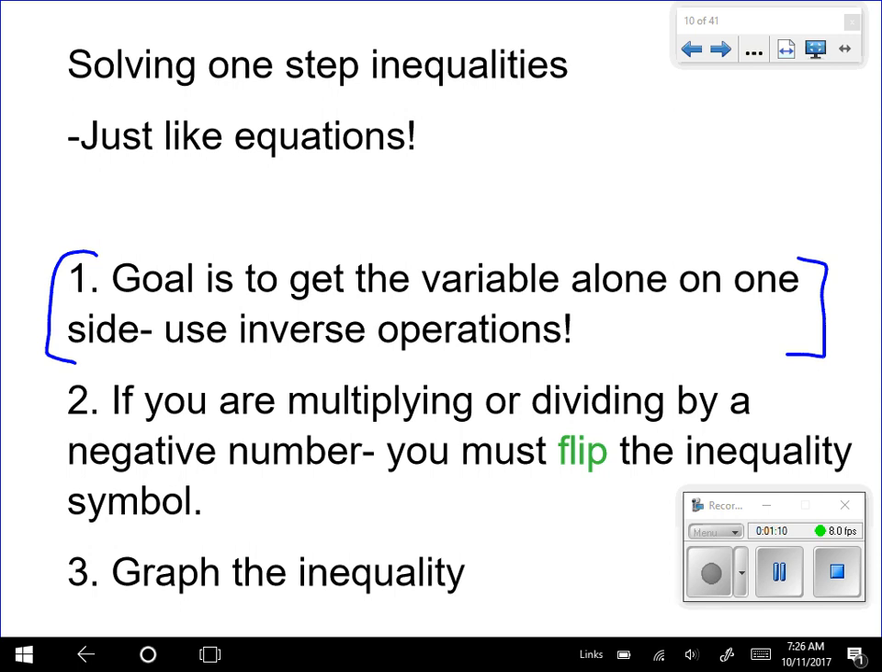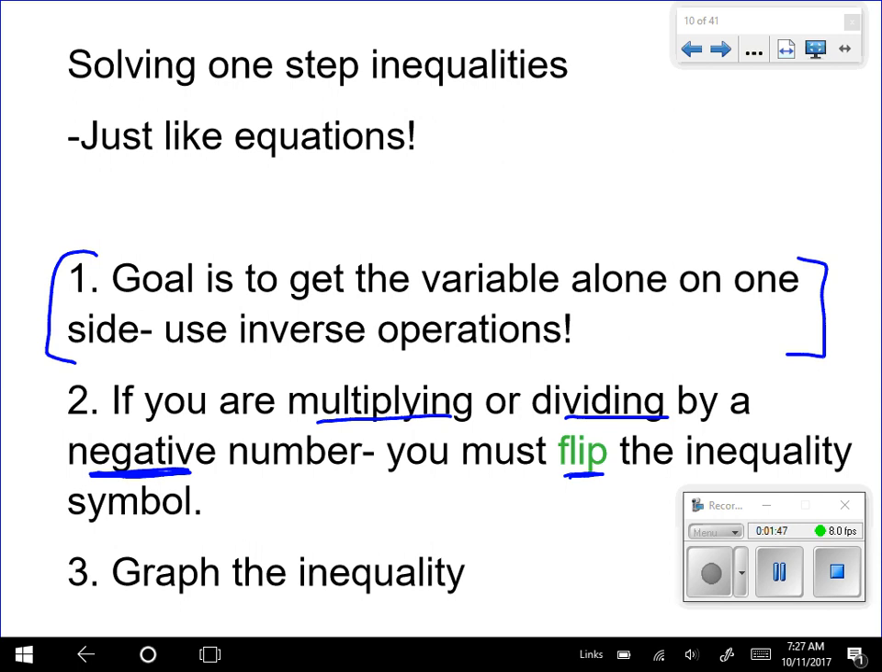It says for number two, if you're multiplying or dividing by a negative number, okay, we're going to flip the inequality symbol, and we're going to do some examples of that. So it's only when we're multiplying and dividing, and it's only when we're multiplying and dividing by a negative number. And then after every inequality, we're going to do what we practiced yesterday, and we're going to graph those inequalities, because that's how we're able to see the solution set the best.